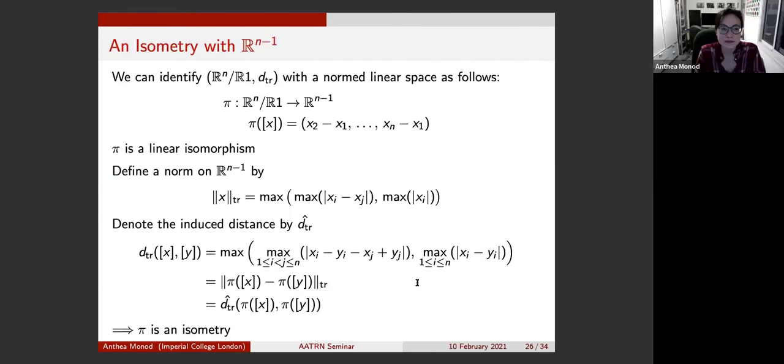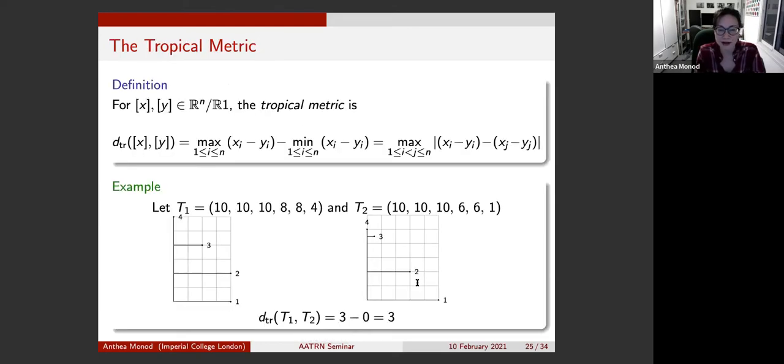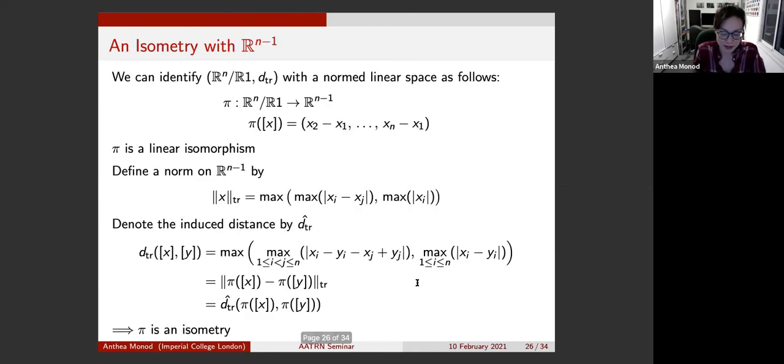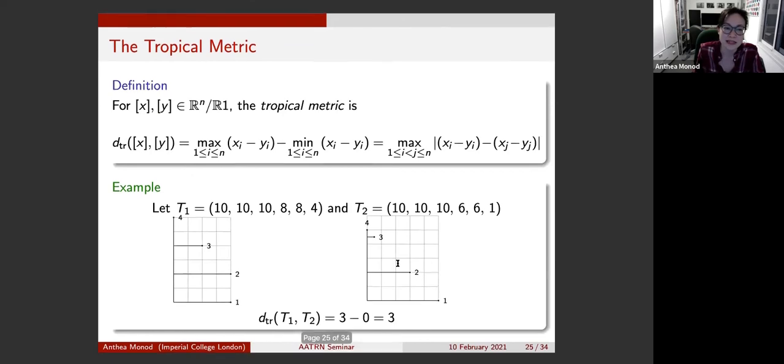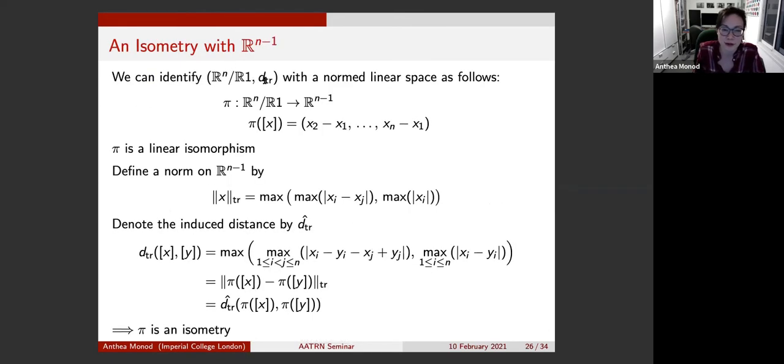Okay, so we have this metric, right? And it turns out with this metric here, we can actually do another sort of trick. So we can play around with the spaces also given this metric. So we have an isometry between the tropical projective torus with R^(n-1). So you can actually identify the tropical projective torus equipped with a tropical metric with a normed linear space in the following manner. So we get a linear isomorphism, and then you can define a norm. And then you get an induced distance where you actually get an isometry.